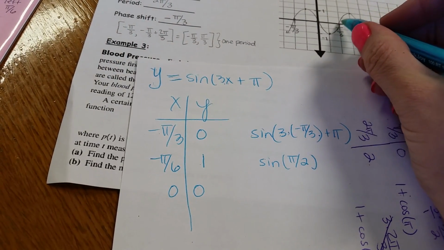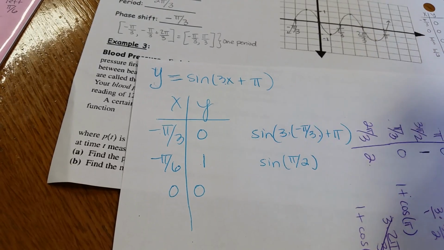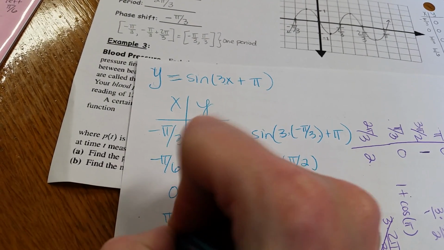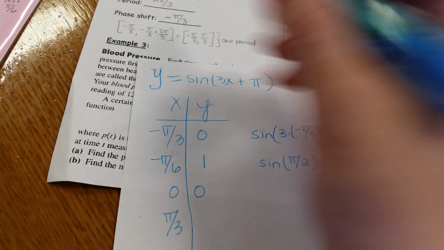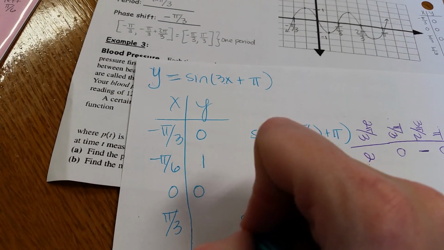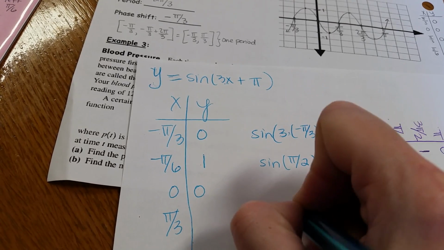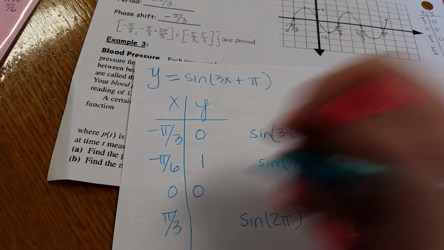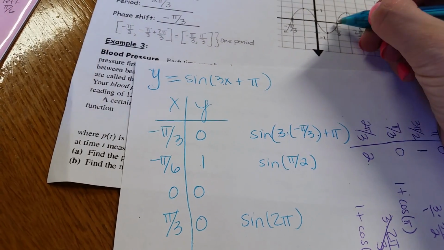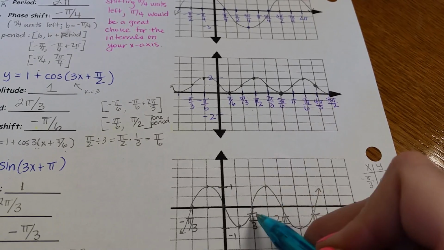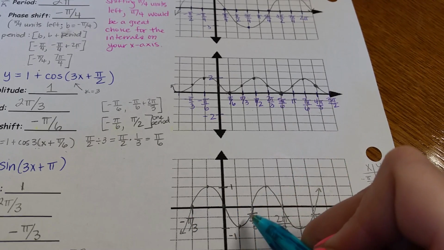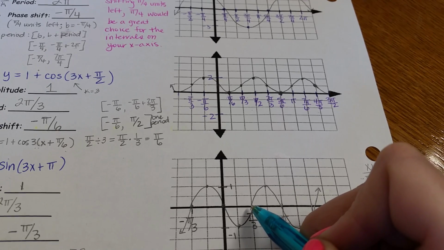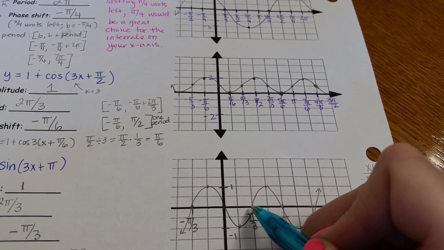Okay, and then again you could do your pi over 3. If you plugged in your pi over 3, 3 times pi over 3 is pi. Pi plus pi is 2 pi. So the sine at 2 pi is going to be 0, so you could plot that there. Now, if you just had this point, this point, this point, and this point, you would know that because we went up here, we'd have to go down here. Once you graph a full period, it's just going to keep repeating itself.